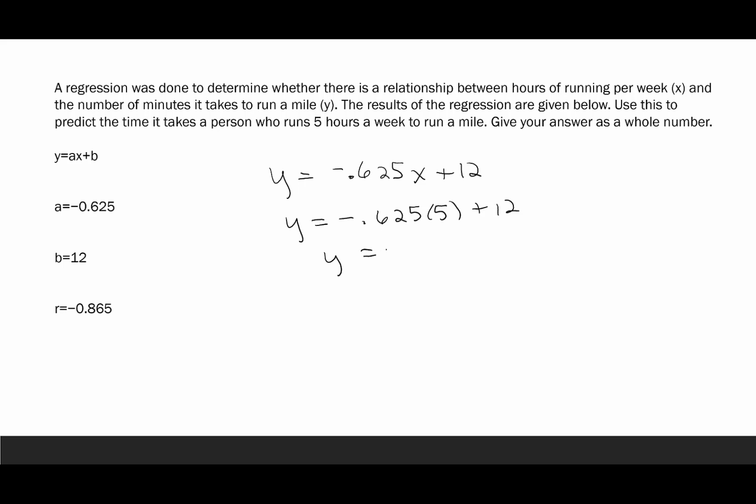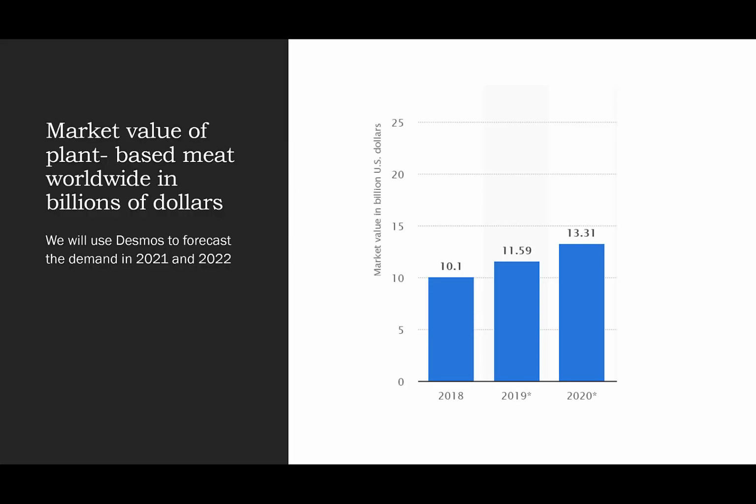This says y is 8.875, but the direction says give your answer as a whole number, so let's go ahead and round that up to 9. So what does this mean? Well, it means according to this model, a person that runs 5 hours a week will be running a 9-minute mile. So let's take some data and find our own trend lines.